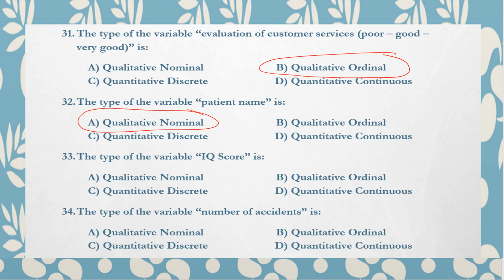The type of the variable IQ score. The IQ score is a quantitative discrete variable as it takes integer values. The type of variable number of accidents. The number of accidents is a discrete variable as it takes integer values.